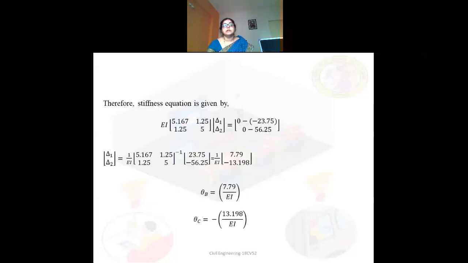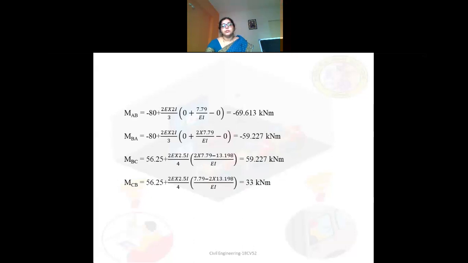Okay. So next, as usual, write down the stiffness equation: EI into the matrix 5.167, always column wise, K11, K12, K21, K22, into delta 1 and delta 2. Anyway, final forces are 0. Then minus of the restrained forces, minus 23.75 and 56.25. If you do and solve, you are going to get theta B as 7.79 by EI and theta C equal to minus 13.198 by EI.